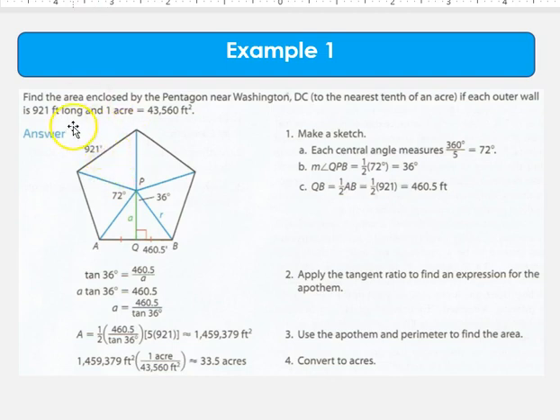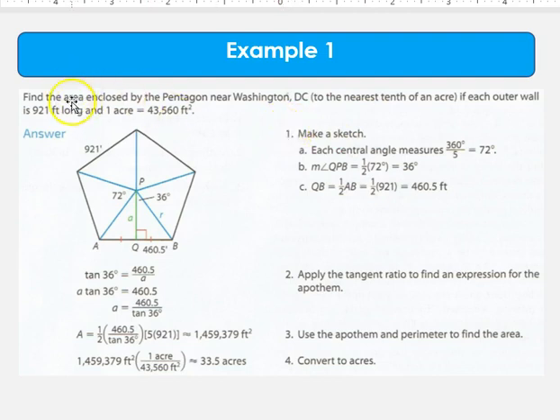And in example 1, we're going to find the area enclosed by the Pentagon near Washington, D.C., and we're going to solve to the nearest 1/10 of an acre if each outer wall is 921 feet long and 1 acre equals 43,560 feet squared. So do not let this throw you because it's a word problem. Make your sketch. It will ask you on every problem in this unit to make a sketch. You need to do this.